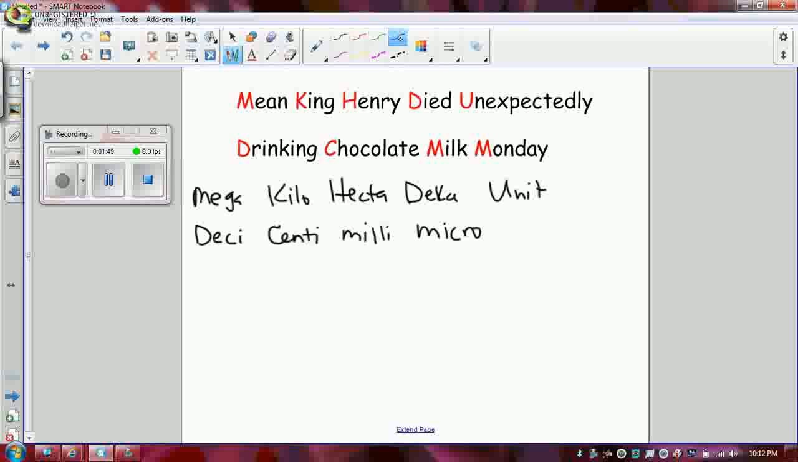Now, when you are on a test or working on a worksheet, it's best to write out the Mean King Henry saying, but just using the first letters. And you would do so like this. Mean King Henry died unexpectedly drinking chocolate milk Monday. Now you'll notice I've left 2 spaces in between mega and kilo and 2 spaces in between milli and micro.